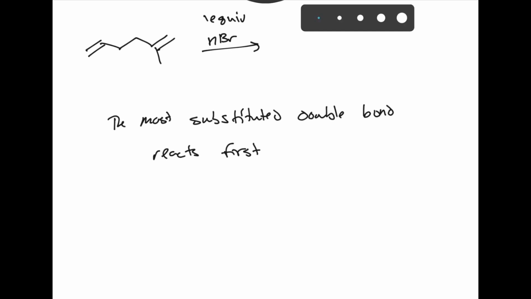So double bond A here has 1 group on it, right? It has just that 1 carbon chain. Double bond B has 2 carbons on it. So double bond B is going to react first.